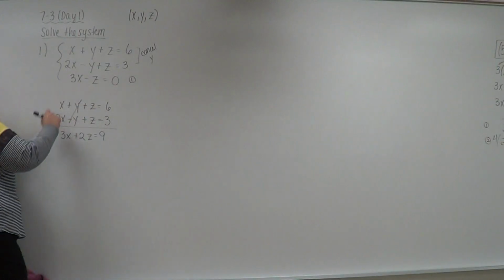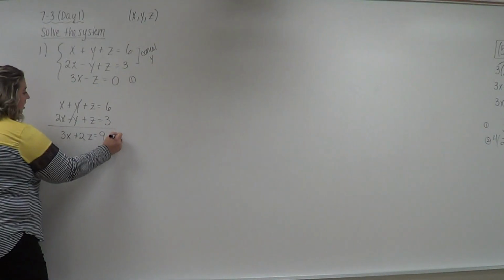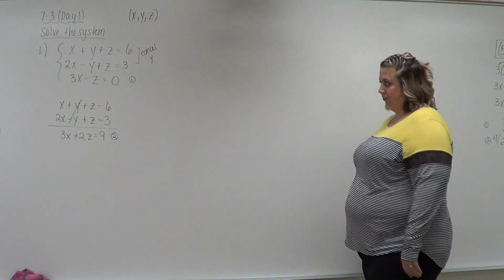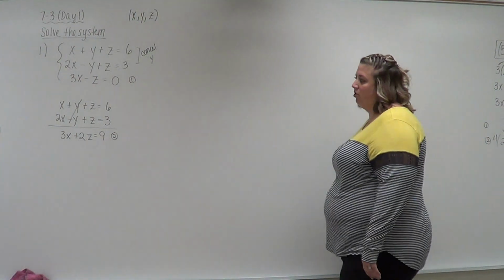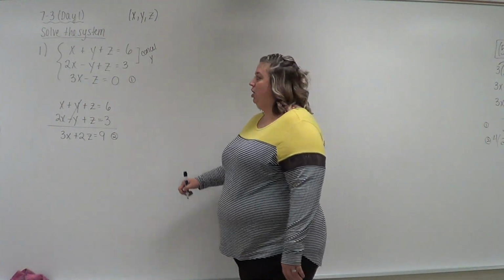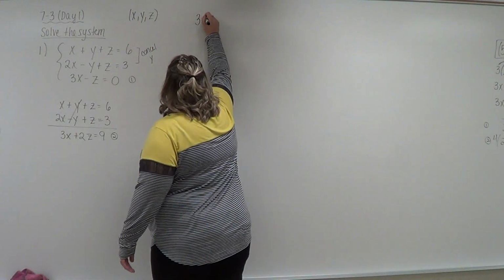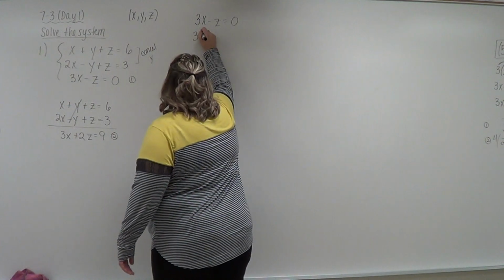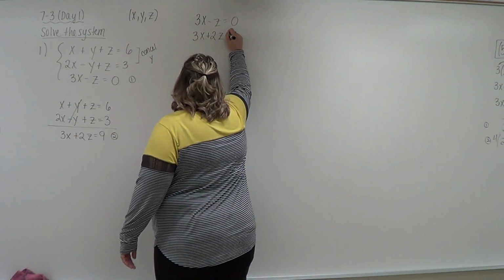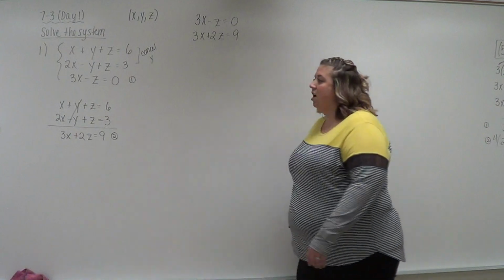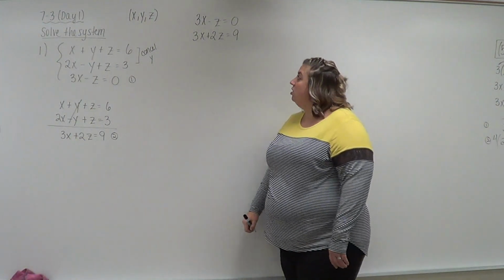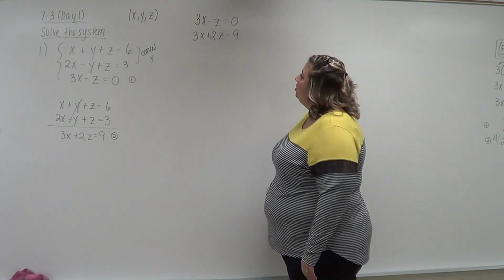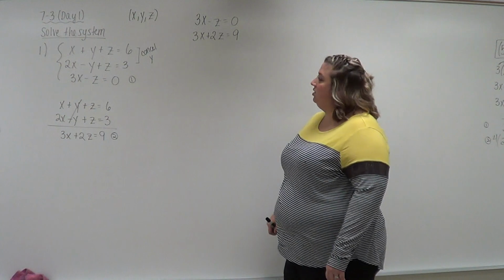So I have an equation right here that has x and z, and I have an equation right here that has x and z. So now I have two equations with the same two variables. That's your first step. Second step, you take those two equations and put them on top of each other. Now it's like what we talked about yesterday. I want to see what I can cancel. So now I have two equations with two variables, and I want to cancel out the x's.